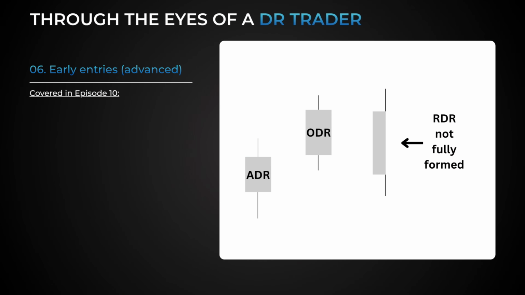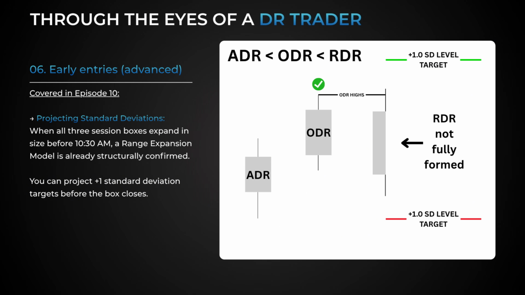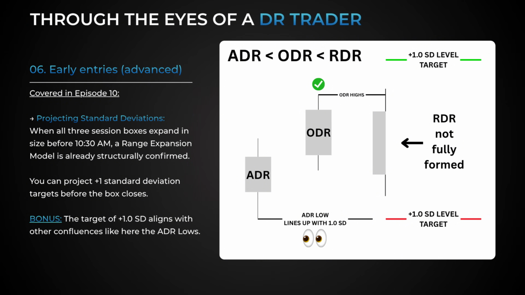The early entry before confirmation. This is advanced and has been covered from episode 10 onwards, but once you see it, you cannot unsee it. Minutes before the regular session levels have fully formed at 10:30 a.m., the chart can already show you something. How? By reading the DR box size even while it was still forming. When all 3 session boxes expand in size, a range expansion model is already structurally confirmed. You can project standard deviation targets before the box closes. In a DR range expansion model, the natural target becomes the one standard deviation level. And if it aligns with other levels, like in this illustration with the ADR lows, it becomes even more attractive.